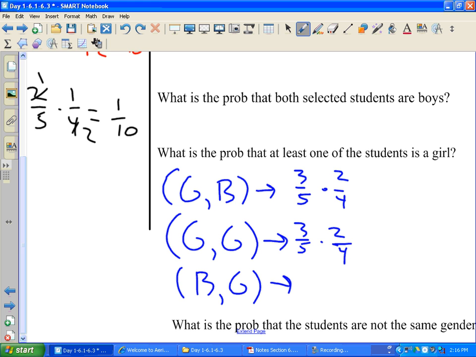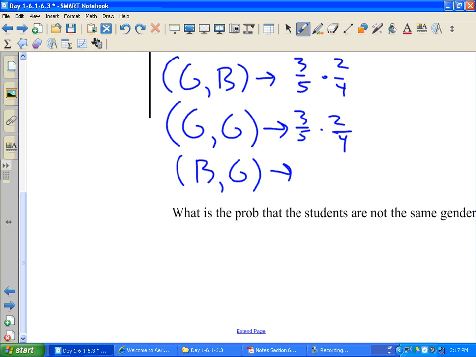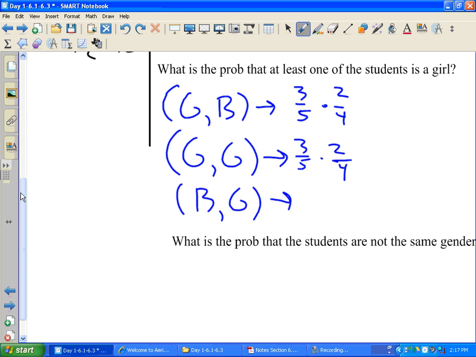Okay, now thinking in terms of probability, this one actually represents the two boys, right? This one actually represents the two girls, but the numbers don't care whether you're a boy or girl. It's just a calculation we're doing. And then a boy and a girl. A boy and a girl is actually going to be, let's see, a boy is going to be 2 out of 5 times a girl, which is going to be 3 out of 4. What do you notice about all those? They're all the same, right?